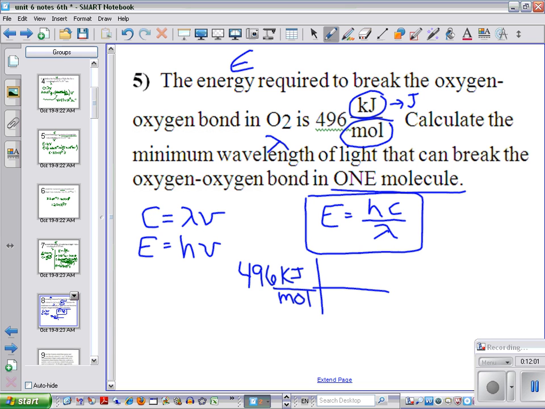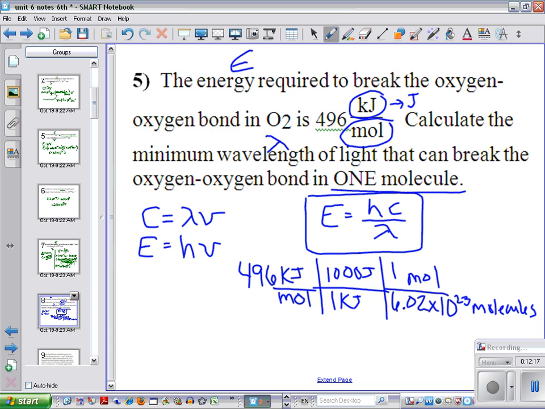So I'm going to make that conversion line go out. There's 1 kilojoule in 1,000 joules. And then I'm going to convert my moles into molecules, again using Avogadro's number, 6.02 times 10 to the 23 molecules in 1 mole. When I plug all of this in, I find my new energy to be 8.24 times 10 to the negative 19 joules. And this is per molecule, but you don't have to include that because you know your answer is looking for per molecule.